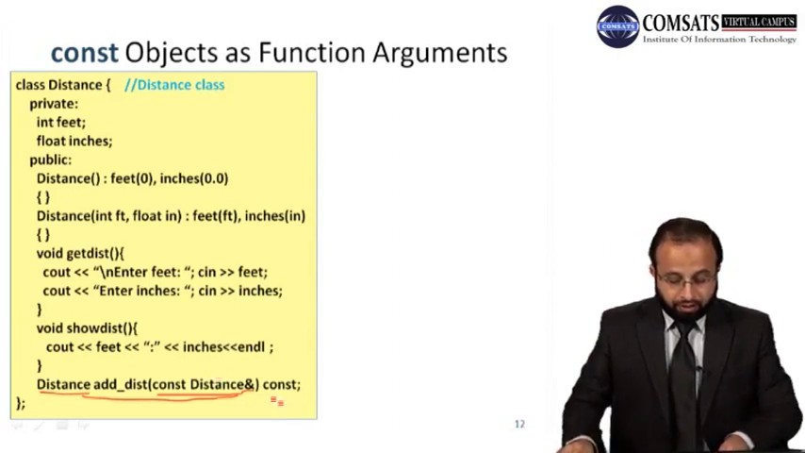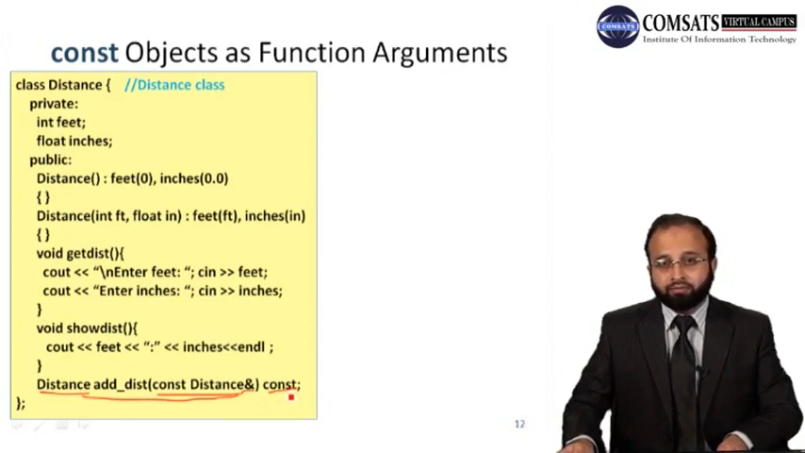And we have the const keyword over here. This means that the add distance function is a constant function, right? This means that it is not possible for the add distance function to change the value of the object that called the add distance function.